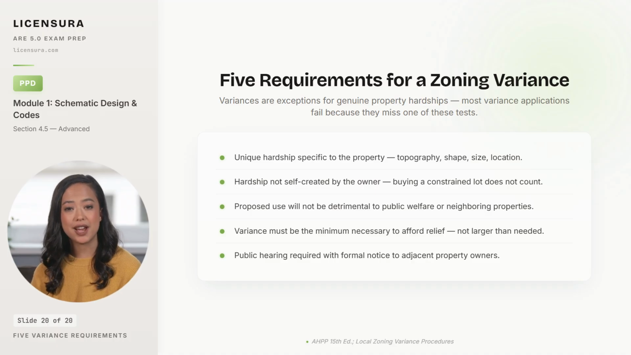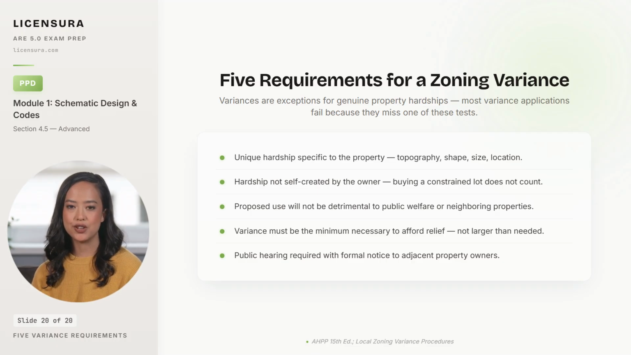5 tests must be met for a zoning variance to be granted, and most variance applications fail because they miss at least one. First, the property must carry a unique hardship: unusual topography, an irregular lot shape, an undersized parcel, or an unusual location that makes prescriptive compliance impossible. The hardship must be a property condition, not an owner preference. Second, the hardship cannot be self-created by the owner. Buying a constrained lot knowing the constraints does not create a defensible hardship case.